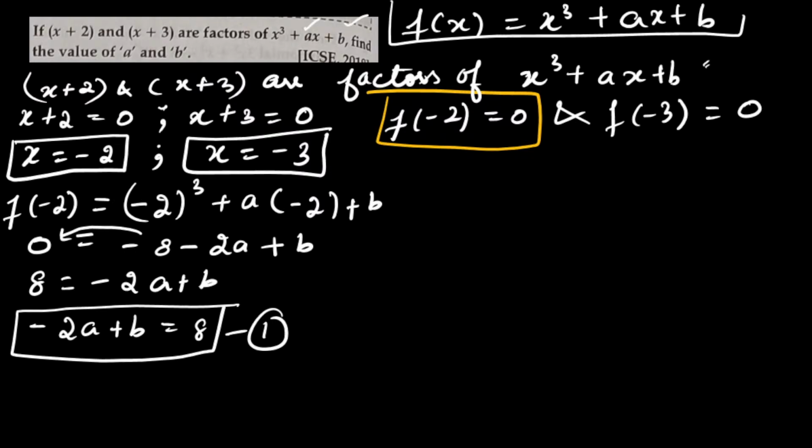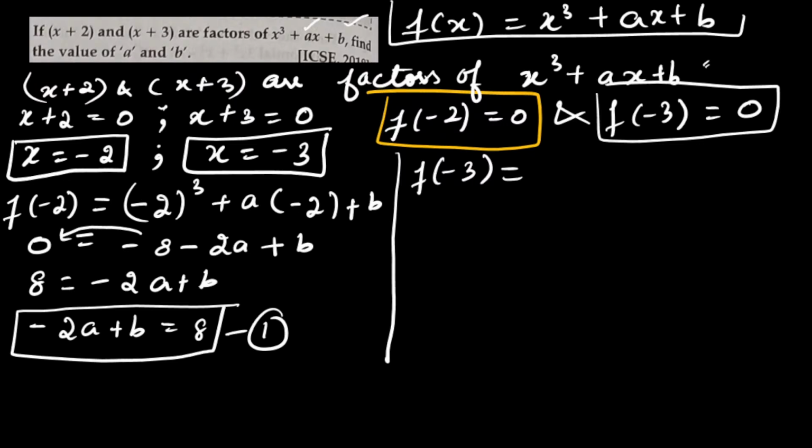So always you will be getting two linear equations which you can solve by any method, elimination or cross multiplication or substitution. So the first equation is done. Let's find the second equation now by substituting the value of x as -3. Wherever x is there in the given polynomial, I'll substitute its value as -3, because two values of x we found.